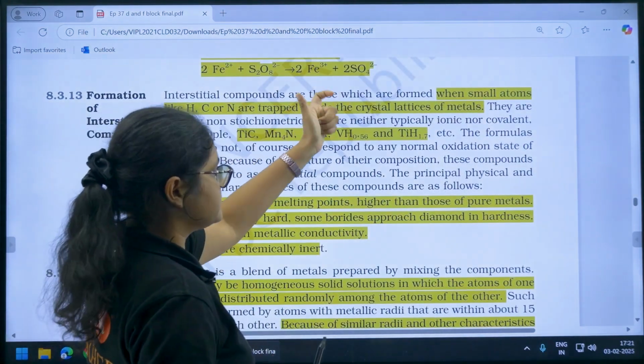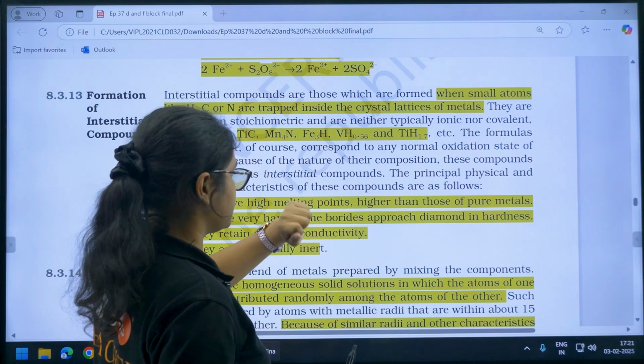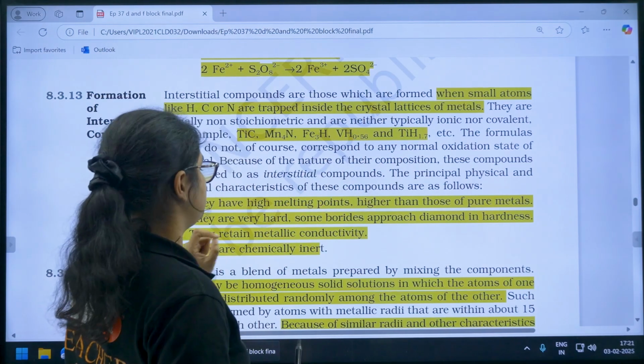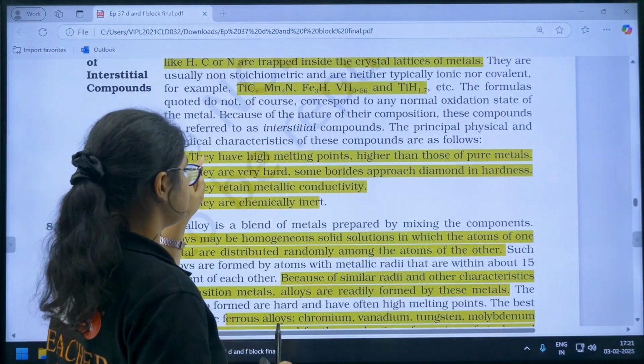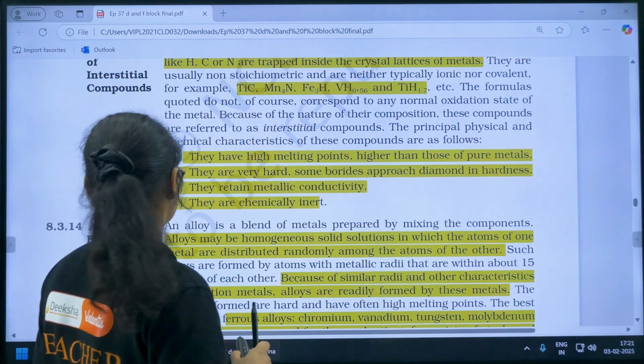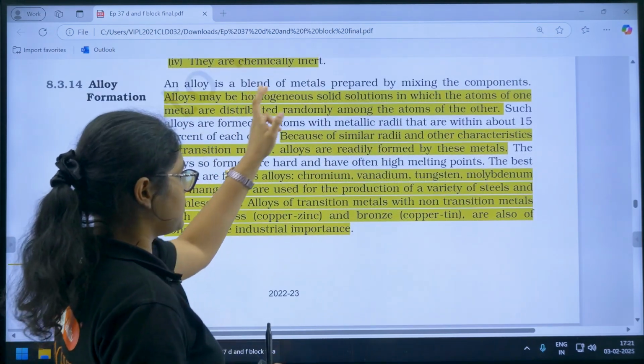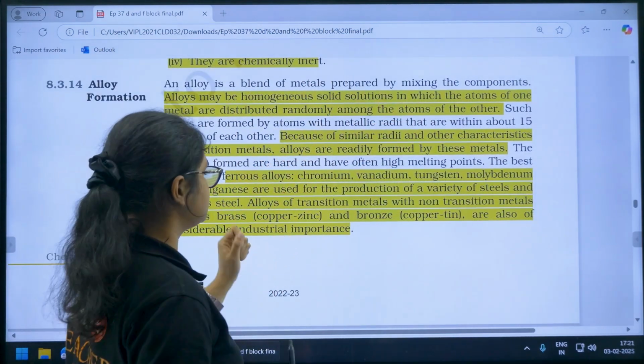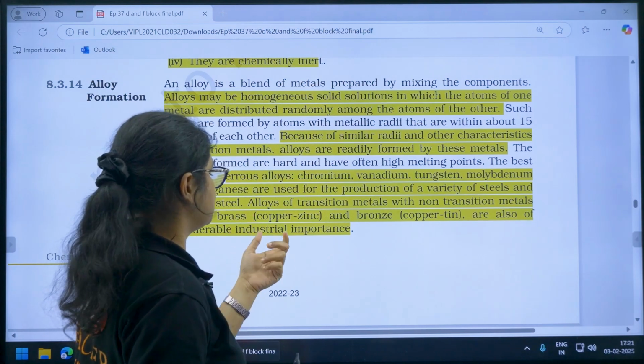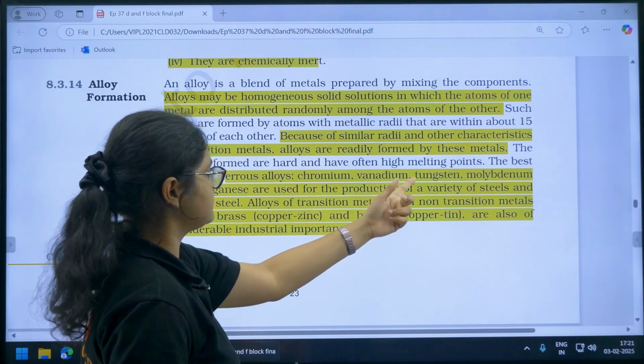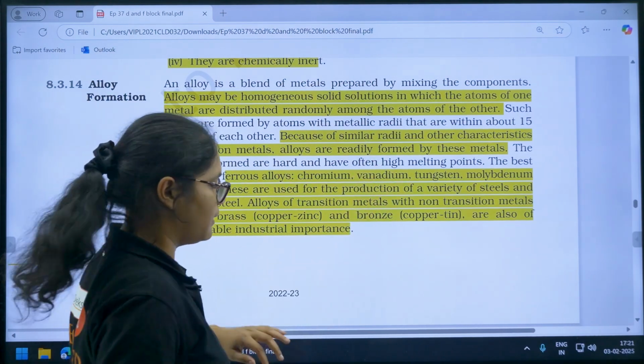Next, what are interstitial compounds? So when small atoms are present, this is the definition of interstitial compounds. This is the example; you should know the examples and the properties of interstitial compounds. Next, alloy formation. So what is alloy formation? Mixture of metals. Examples are given: copper, zinc, brass, bronze, aluminium. So these all examples you should remember.